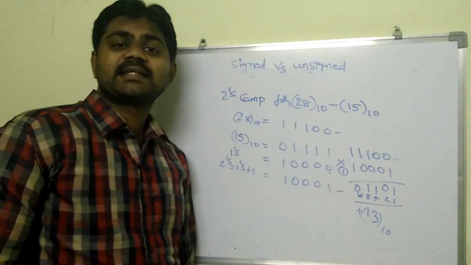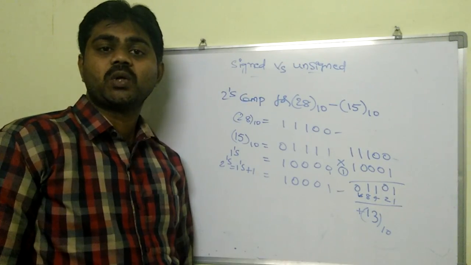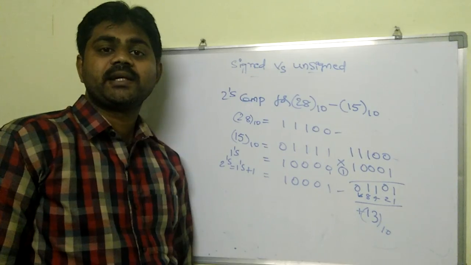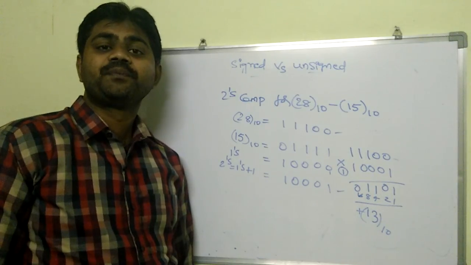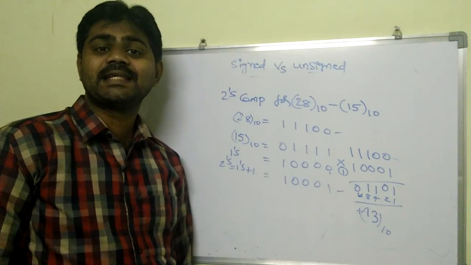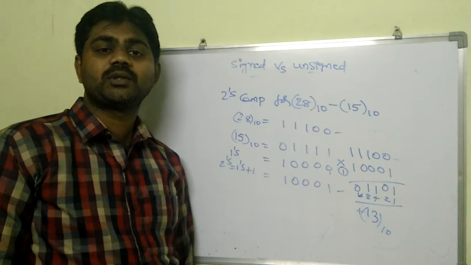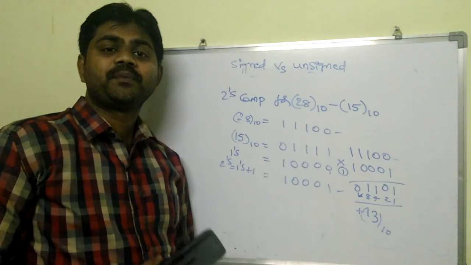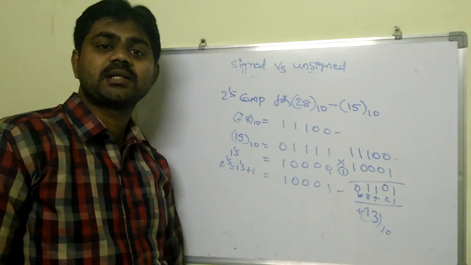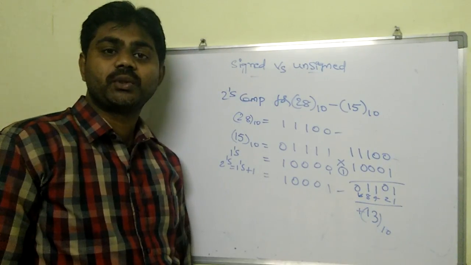In our next classes we will discuss different types of codes: BCD codes, gray code, excess-3 code, and we have a lot of codes. After that we will go through different types of logic gates: AND gate, OR gate, XOR gate, XNOR gate, NOT gate, and we have many universal gates. We'll discuss all those things. I hope you understood the concepts which we discussed today.